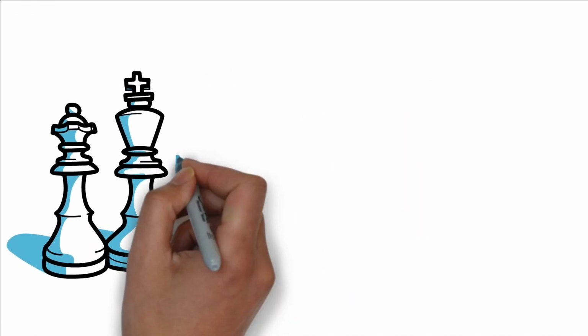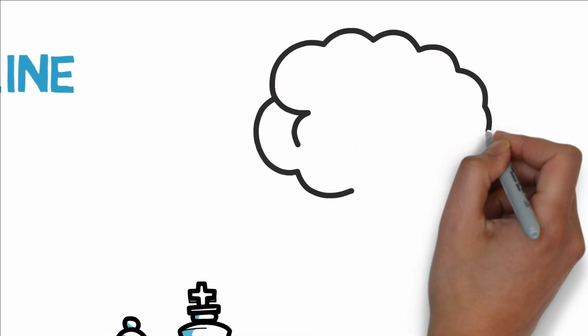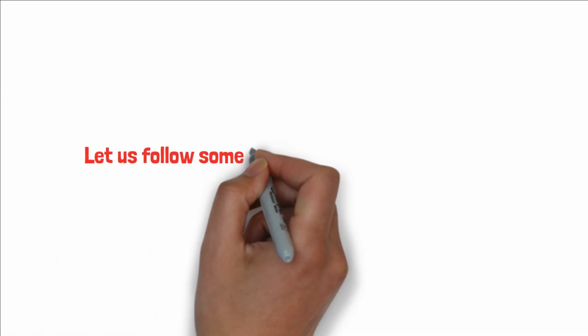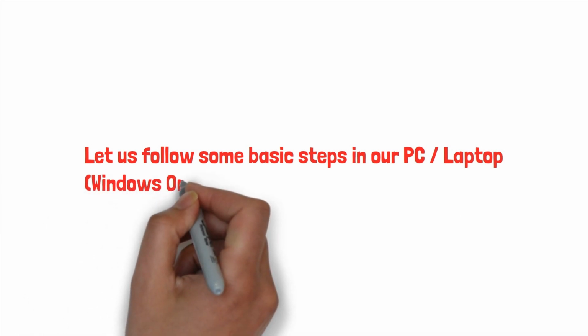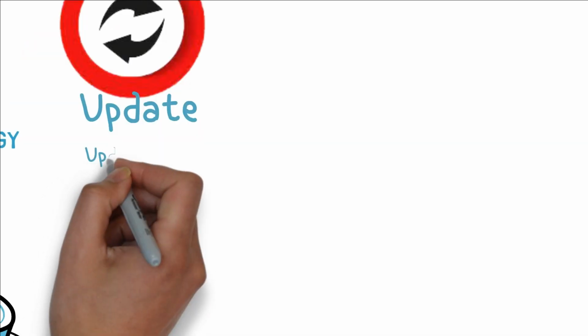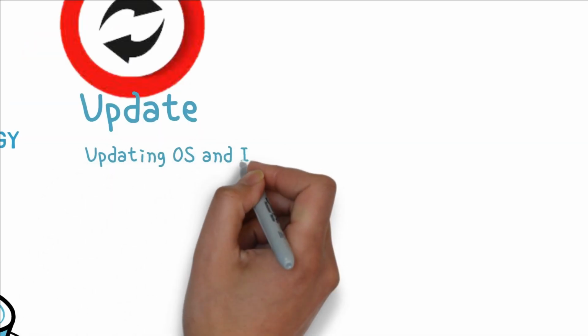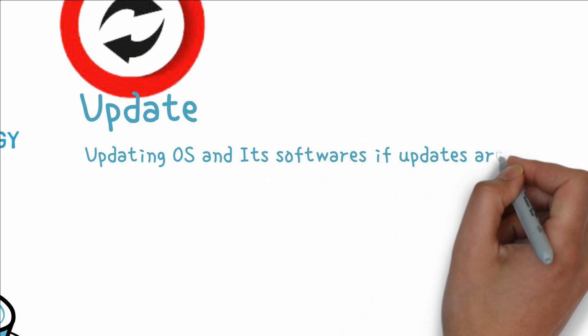Now, let us create a strategy and save ourselves from online threats. Let us look at some of the basic steps. The first and foremost step is updating: updating your OS and its software, if updates are available.